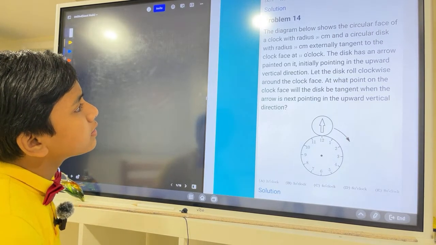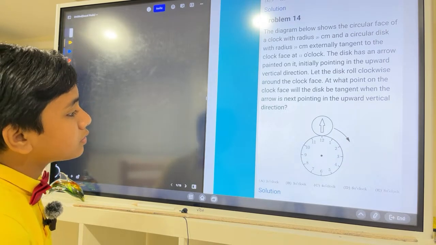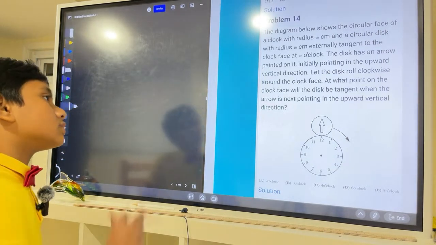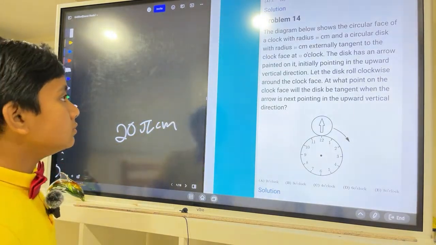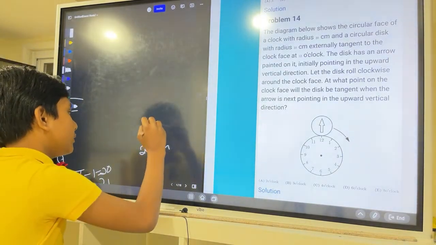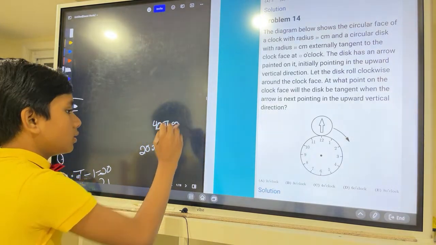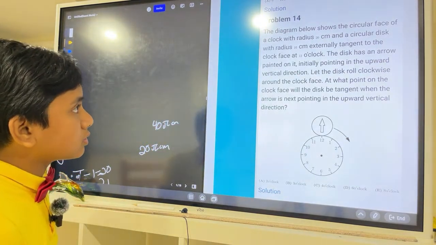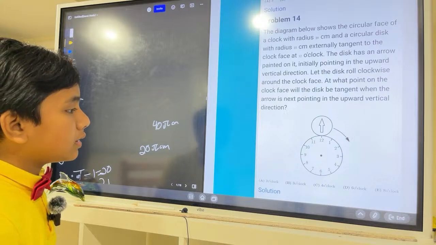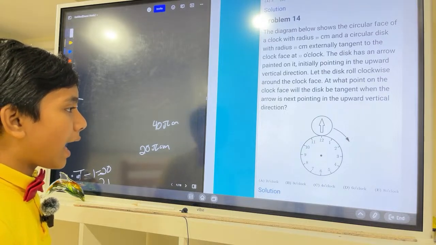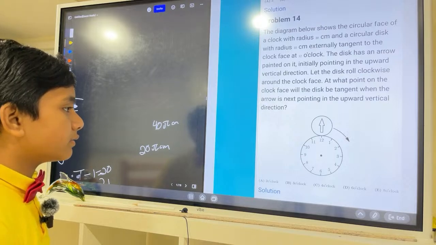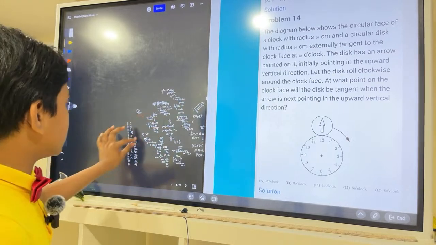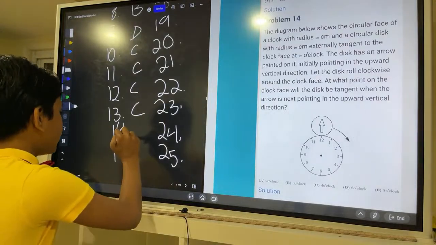radius 10 centimeters. So, 10 centimeters means 20 pi centimeters circumference. 20 centimeters means 40 pi centimeters circumference. So that means it's going to go about halfway around the circumference of this fella before it's upwards again. So D. Happy that it's not C.